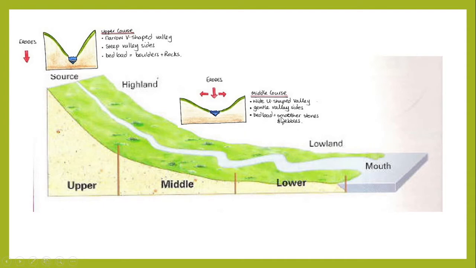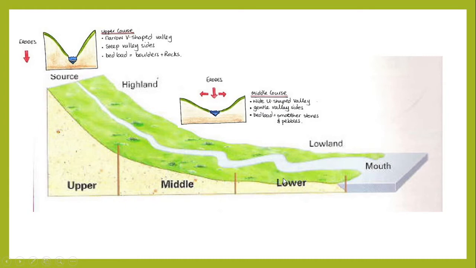The bed load here tends to start to be smaller pebbles. They're smoother and more rounded as more erosion is taking place. And the sides of the valleys might be sloping a little bit more gently because the downwards erosion isn't as aggressive as in the upper course. So you get meanders and oxbow lakes in this middle area here. You get things like waterfalls and gorges and vertical features up here.